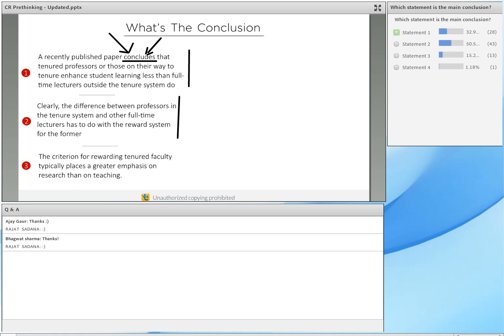Statement two is my conclusion. Why? Because this is what the author wants you to believe. So what is this conclusion saying? It's saying the difference between professors in the tenure system and other full-time lecturers has to do with the reward system for the former. So it's really important you understand this.